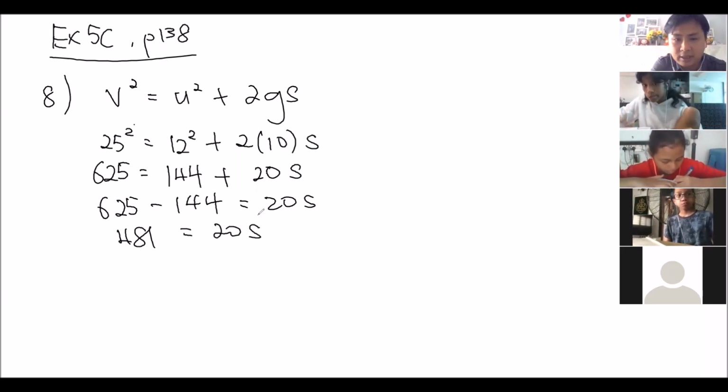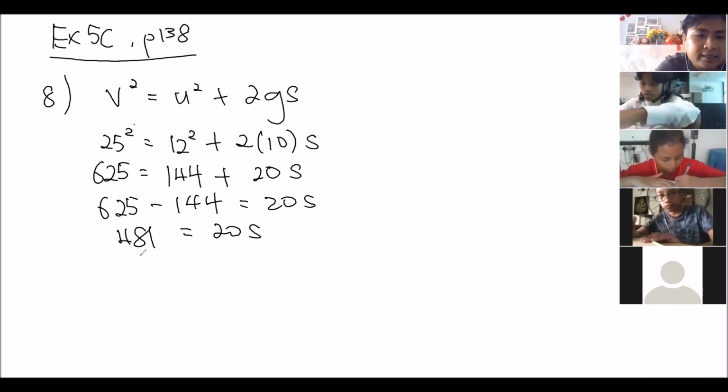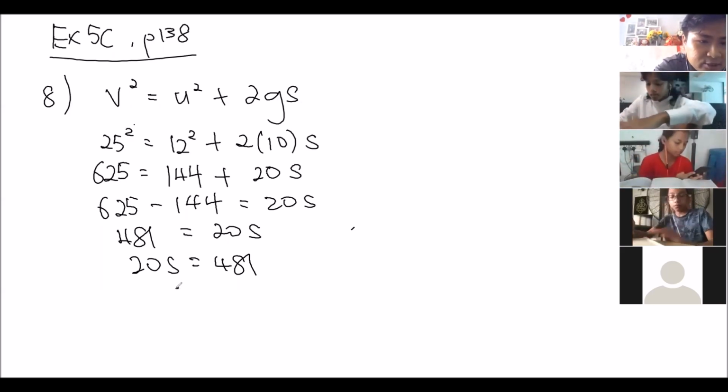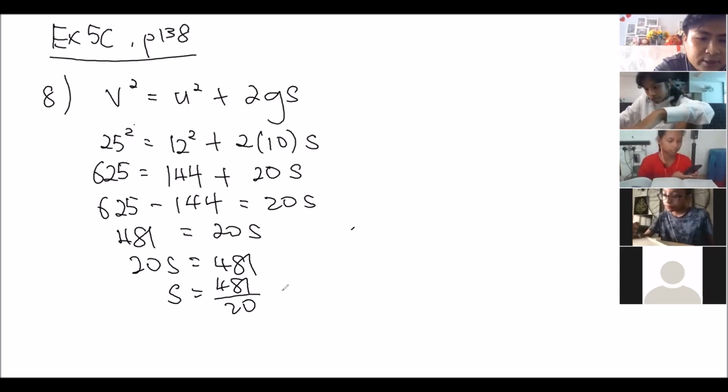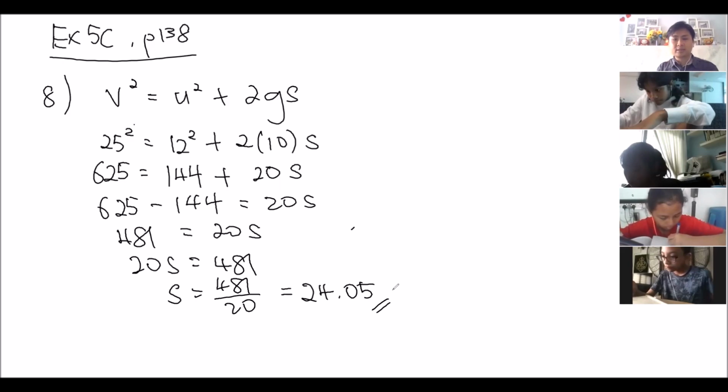Now when we have this, we can flip around. So 20s is equal to 481. Now we want to find s. What do we do? Divide by 20. Excellent. So s equals 481 divided by 20. Press your calculator. What do you get? 24.05. This will be the answer. Are you clear about this?